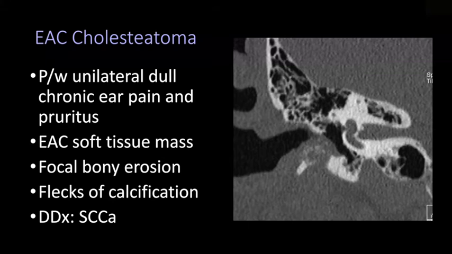Now moving on to causes of chronic primary otalgia. And here you can have cholesteatoma of the external auditory canal, which can present as a dull chronic ear pain and pruritus. A pearly white mass with debris may be seen on otoscopic exam, and on imaging, you typically see a soft tissue mass in the canal with associated bony erosion and these very characteristic flecks of calcification. Neoplasm is in the differential clinically and radiographically, and so these lesions should be biopsied.